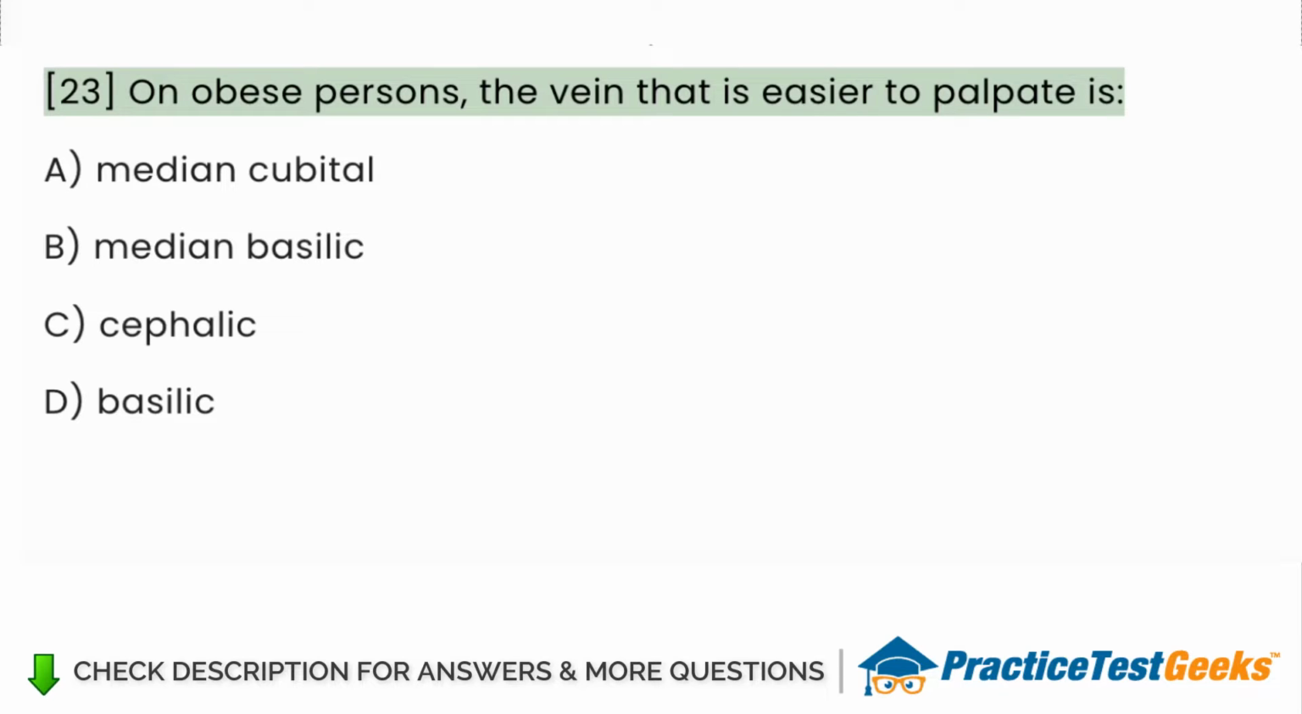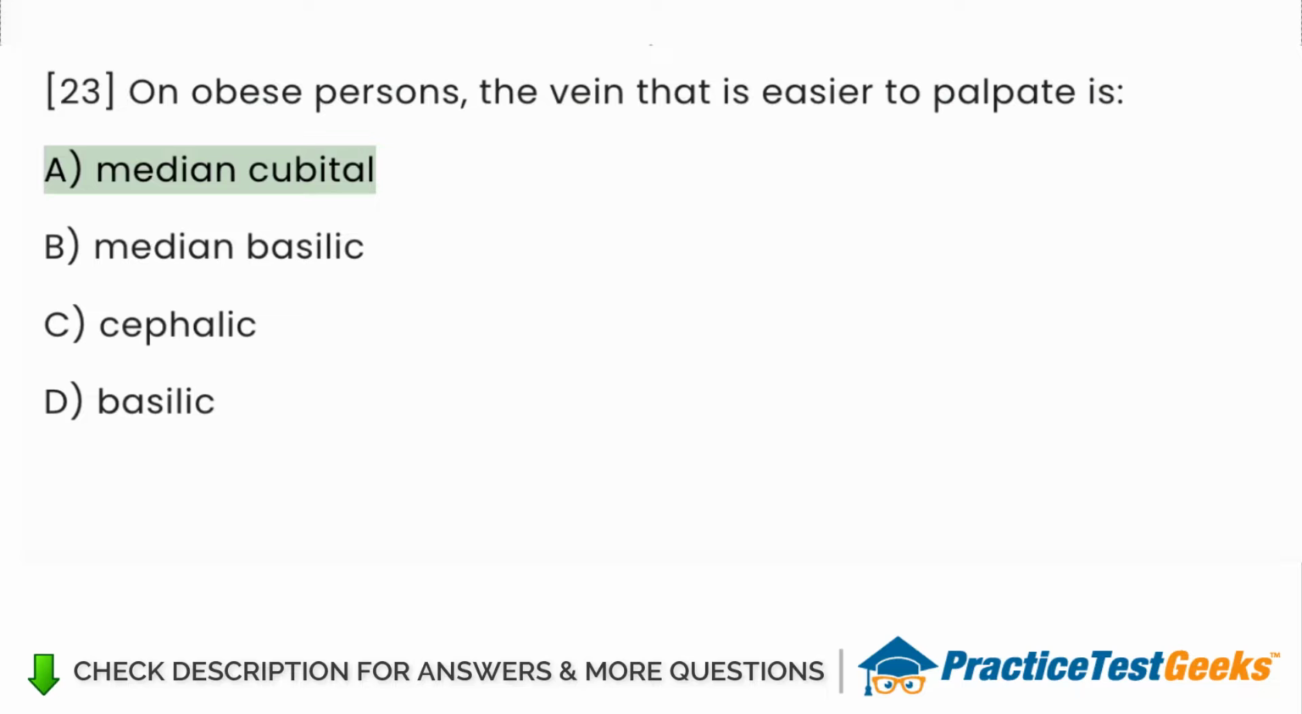On obese persons, the vein that is easier to palpate is A. Median cubital. B. Median basilic. C. Cephalic. D. Basilic.